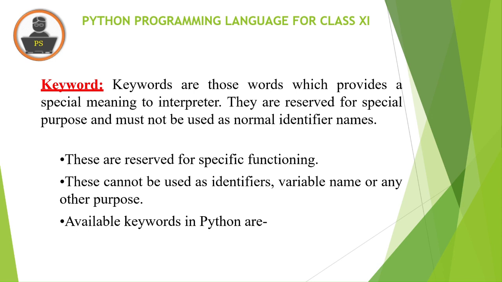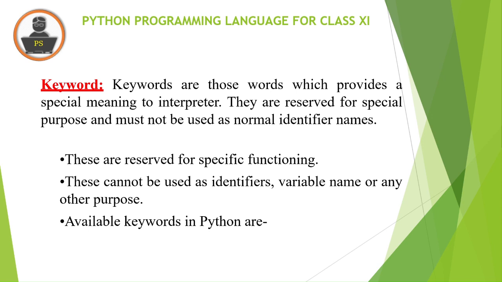They are reserved for a special purpose and must not be used as normal identifier names. These are reserved for a specific functioning. A keyword is a special type of word which is used for a specific work. These cannot be used as identifiers, variable names or for any other purpose. It is a reserved word, so it cannot be used for identifiers or variable names.